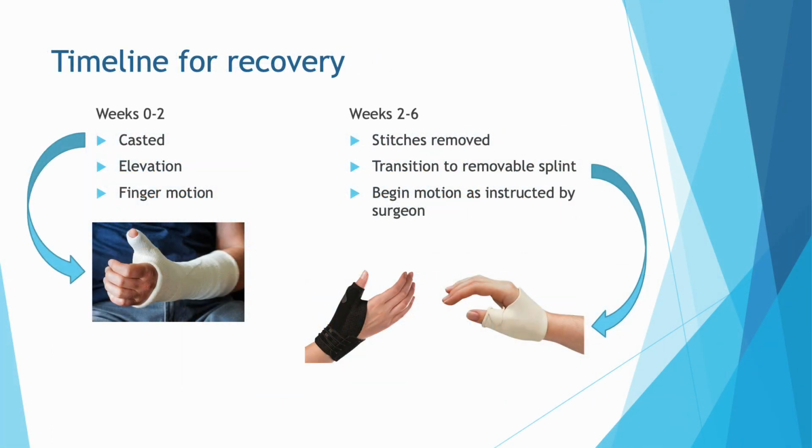For the first 2 weeks following surgery, you will be immobilized in a cast. At this stage, it is important to monitor swelling and stiffness of nearby joints. The best way to combat this is by elevating your hand above heart level and maintaining motion of your fingers. Depending on your surgeon's preferences, you will have your cast removed anywhere from 2 to 6 weeks following your surgery, and you will transition into a removable splint that is either prefabricated or custom made by your therapist. Once your cast is removed, your surgeon or your therapist will provide you with instructions regarding which range of motion exercises to begin.